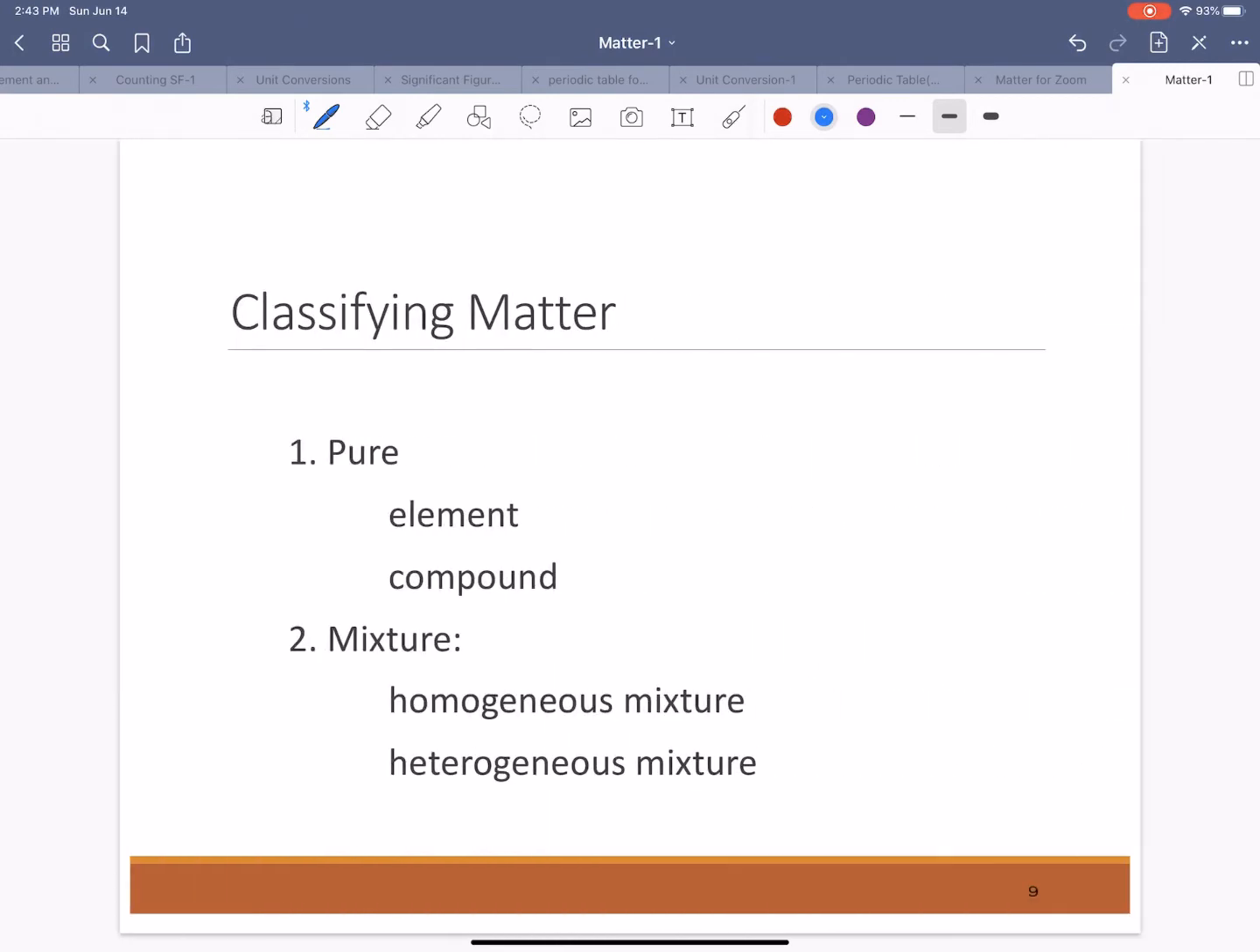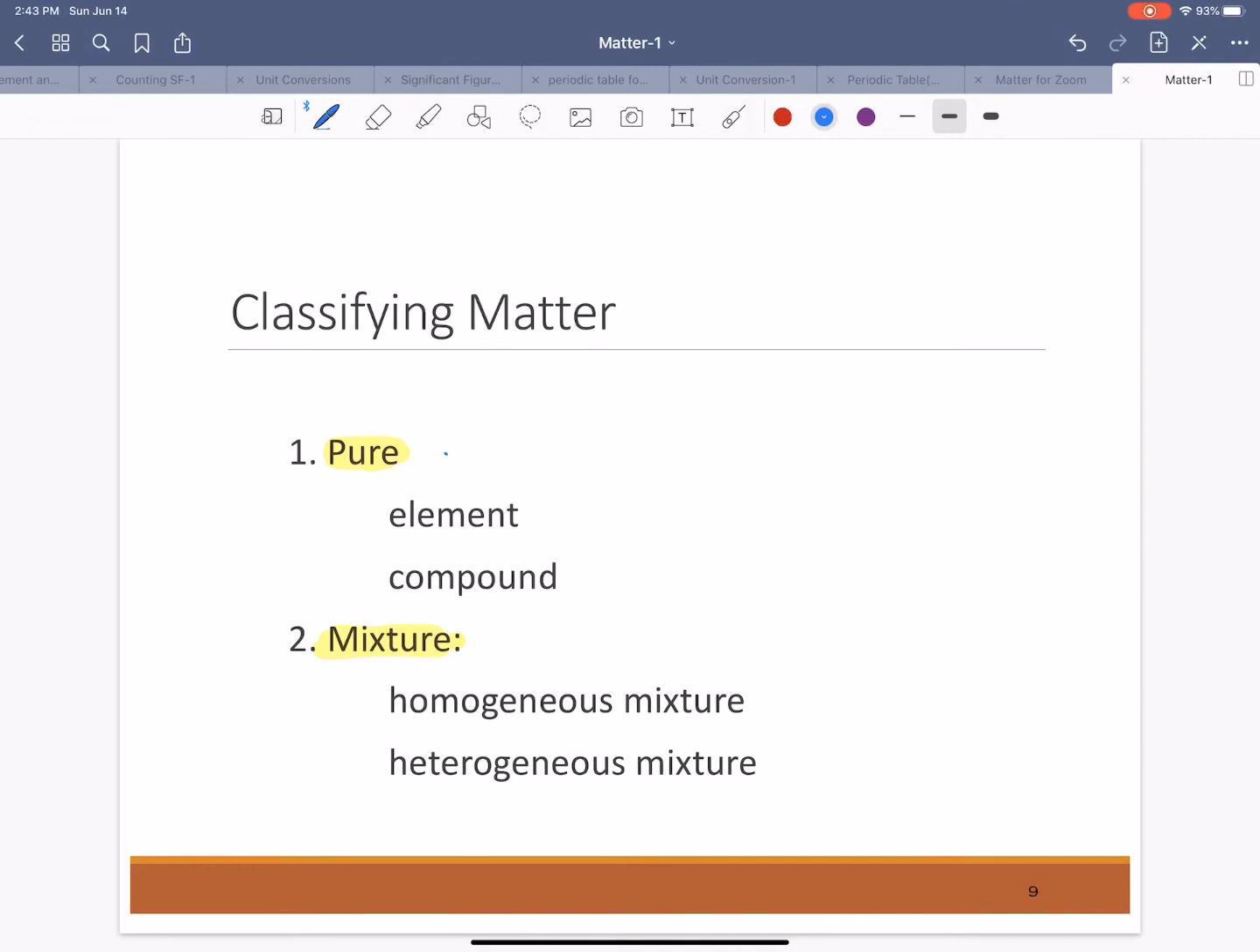Okay, so we can classify matter according to whether it is a solid, liquid, or gas, according to its phase, or we can classify matter in this way. We're going to look at, do I have one kind of thing? Or do I have more than one kind of thing?